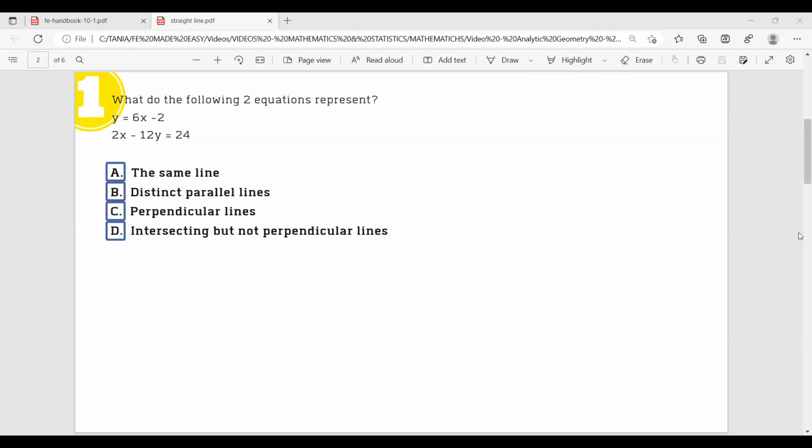So in order to solve this problem, we must understand what it means for two equations to represent the same line, and what it means for two lines to be parallel, perpendicular, and intersecting but not perpendicular. If you have a little bit of trouble understanding this type of problem, I will go straight to the FE handbook, which will be available on the exams.